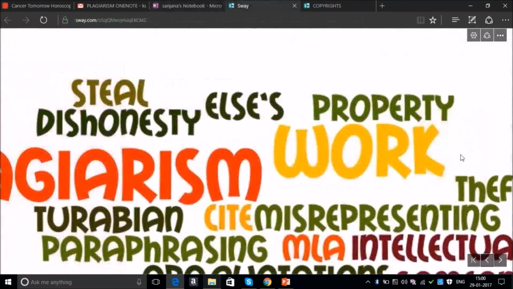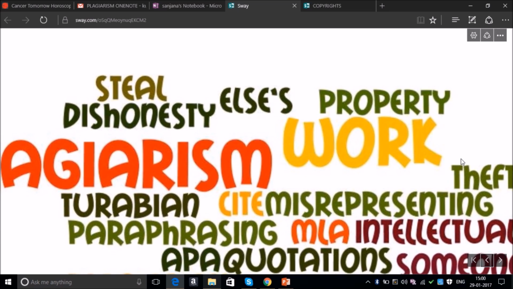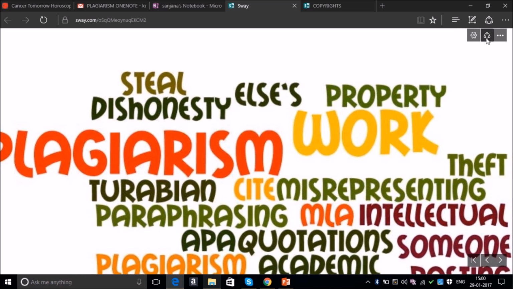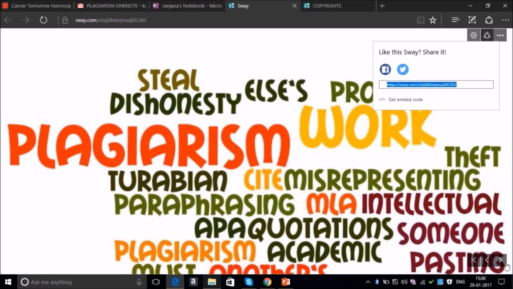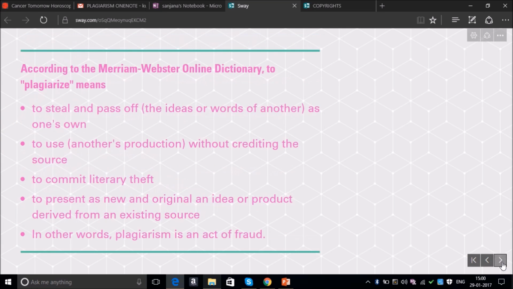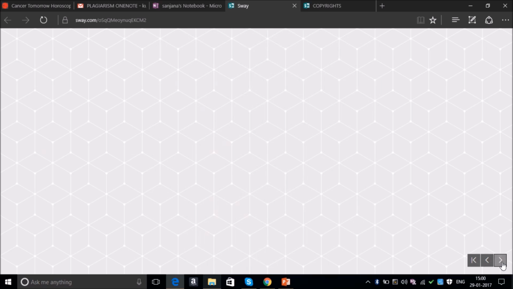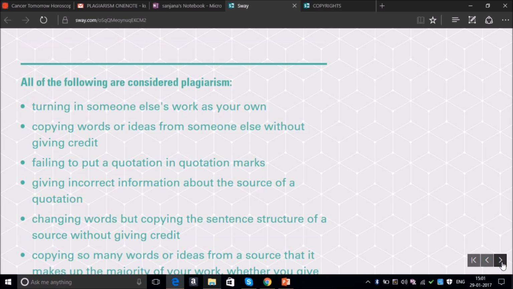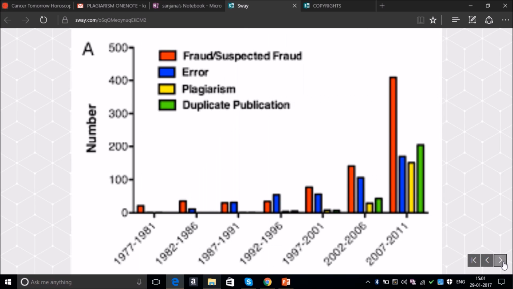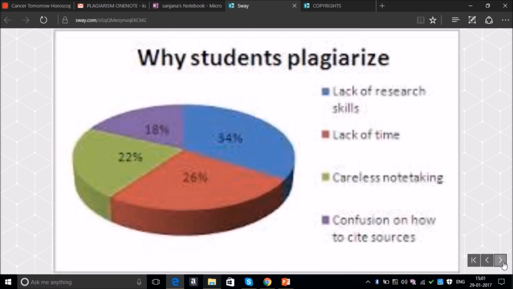Students were also asked to prepare Sway. Sway is an online presentation tool and it is very easy to share on social network. They gathered information in Sway and were asked to share with some of their friends to spread awareness. Some valuable analytics about plagiarism.